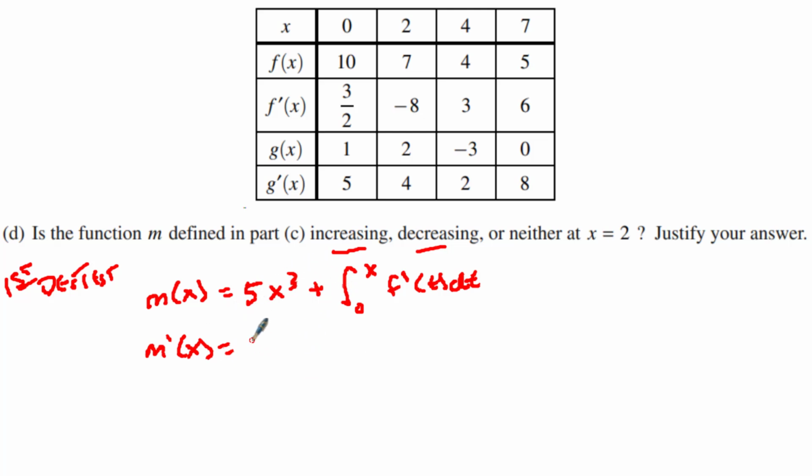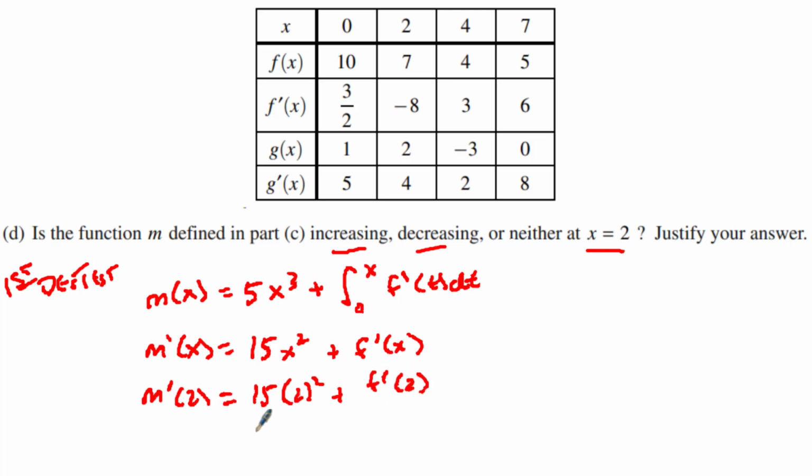So I do the power rule here. I have 15x squared plus, what's the derivative of the integral? It cancels each other out, and we're left with f prime of x due to the fundamental theorem of calculus. Remember that top value x, you still have to take its derivative. It's 1. And we are taking a look at x is equal to 2. So m prime of 2, 15 times 2 squared plus f prime of 2. 4 times 15 is 60. And what is f prime of 2? F prime of 2 is negative 8. So 60 minus 8 is 52.